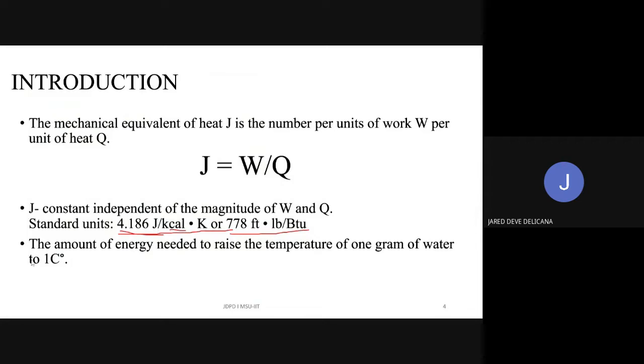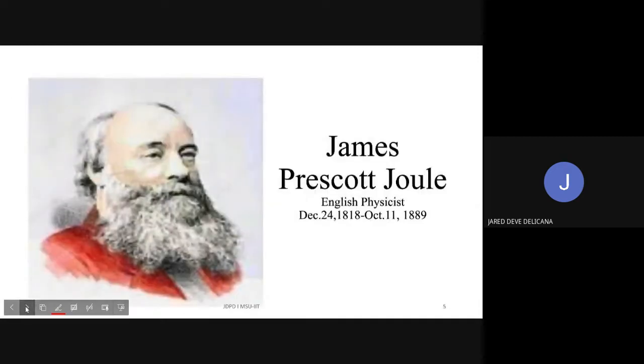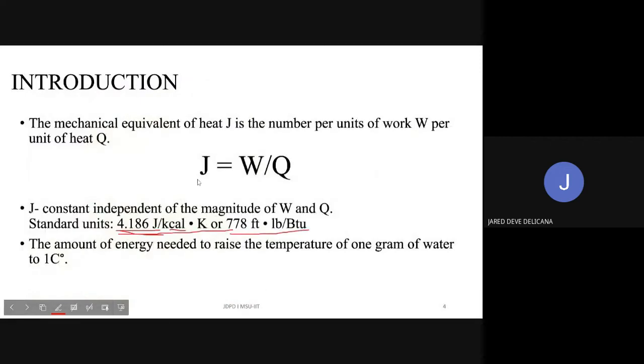J is the amount of energy that is needed to raise the temperature of 1 gram of water by 1 Celsius degree. The amount of energy that you need is 4.186 joule to raise 1 gram of water by 1 Celsius degree. And you might ask why we use J here.